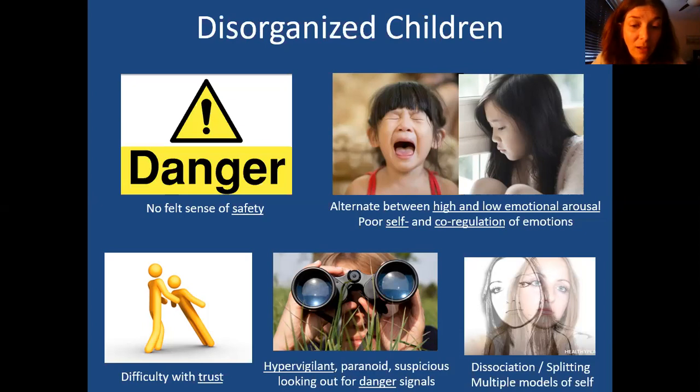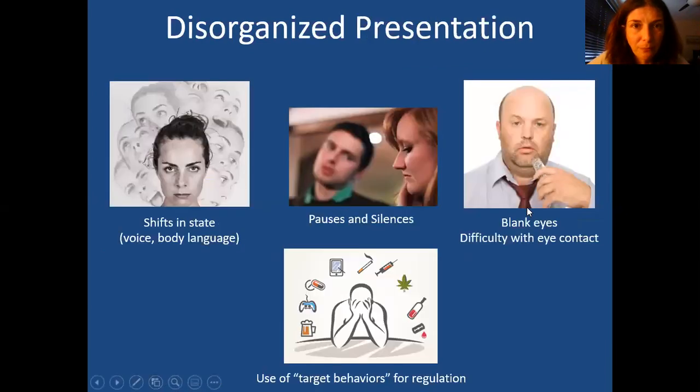And also much more dissociation because of that freeze response we were talking about, and splitting, because it's hard to have an integrated self if somebody wasn't really validating you and caring for you properly, and multiple models of self. So we'll talk about that in a sec.